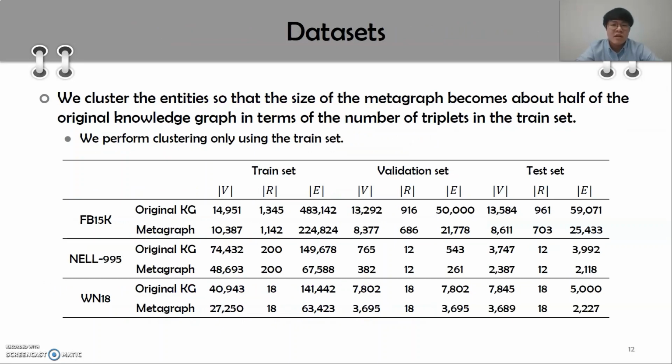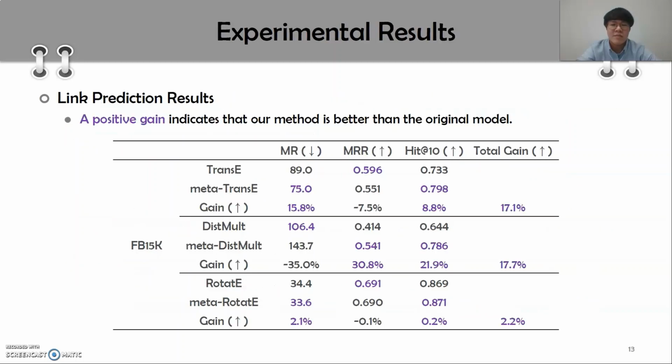We use three benchmark datasets: Freebase, NELL, and WordNet. When creating the metagraph, we merge entities until the size of the metagraph becomes about half of the original knowledge graph in terms of the number of triplets in the training set. We measure the performance of rank prediction in terms of mean rank, mean reciprocal rank, and Hits at 10. A positive gain here indicates that our method outperforms the original model. On these three datasets, we see that our model always shows positive total gains.